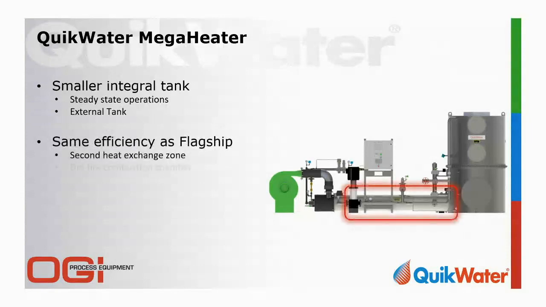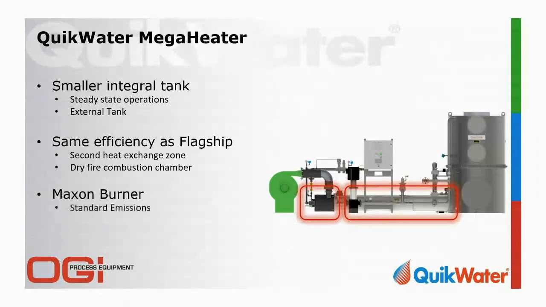The MegaHeater using direct contact technology still maintains its high efficiency. With the MegaHeater, we use a secondary heat exchange along the dry fire combustion chamber to achieve higher temperatures. The MegaHeater uses a Maxon burner, standard emissions for this, and like other QuikWater heaters, we use parallel positioning with full modulation.